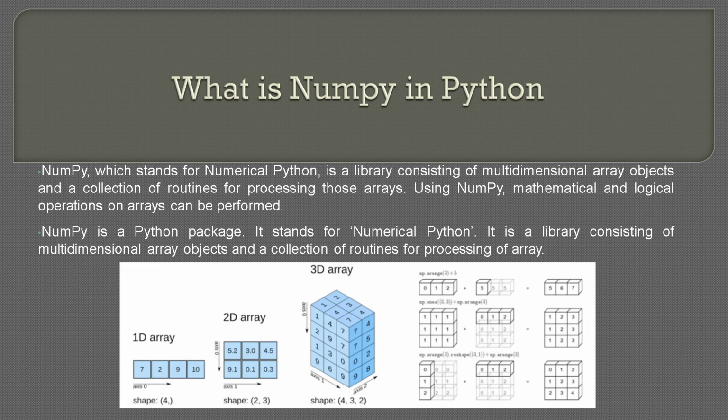NumPy is a Python package. It stands for Numerical Python. It's a library consisting of multidimensional array objects and a collection of routines for processing arrays. It's easy to use and very fast compared to lists because NumPy uses a fixed type, while lists include size, reference count, object type, and object value, so they need much more memory.